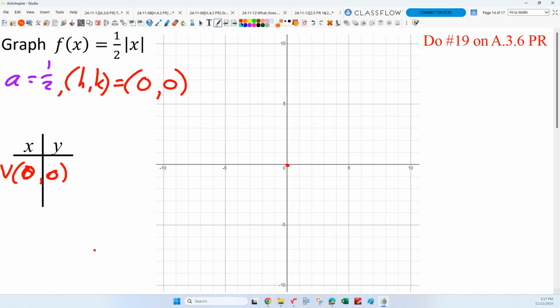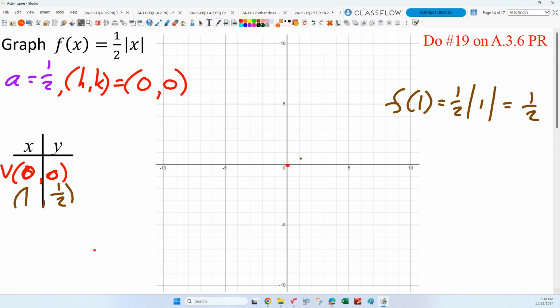So we want to input another x value that's close to the vertex. So we could plug in 1, for example. What would happen if we plugged in 1? If I plug 1 into my function, f of 1 would just equal 1/2 times the absolute value of 1. Well, what's the absolute value of 1? 1 times 1/2? Yeah, it's just 1/2, right? So I would get the point x equals 1, y equals 1/2. That's not a super convenient point. Over 1 and up 1/2.